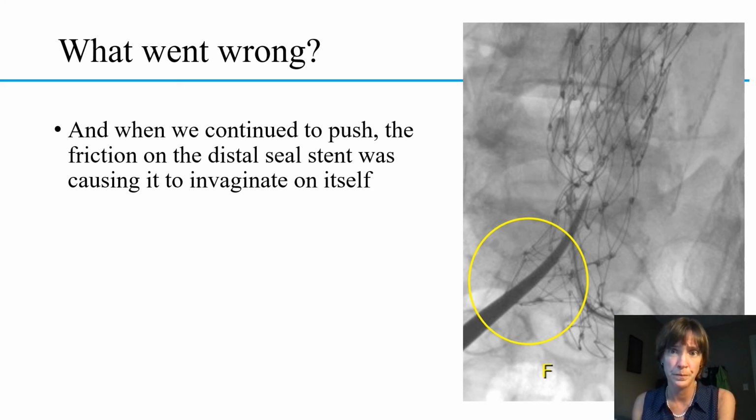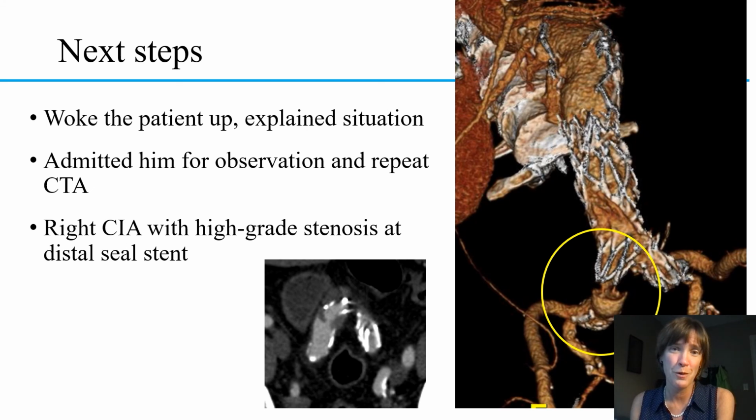So what were our next steps? Well, we woke the patient up. We explained to him the situation. We admitted him for observation, and we got a repeat CTA to better understand if we had, in fact, done any damage to that iliac. And what you see is that the right common iliac does have a high-grade stenosis, just distal to the steel stent, from probably some sort of dissection that we created.